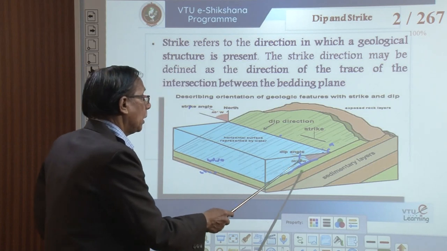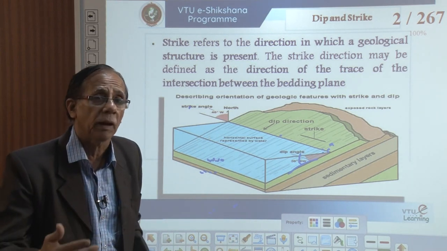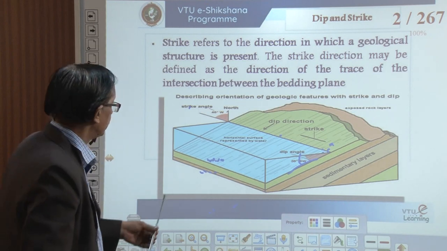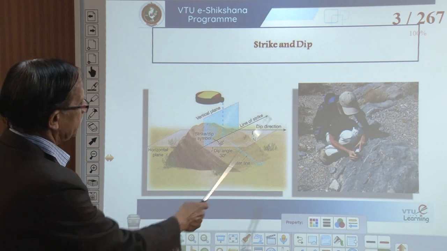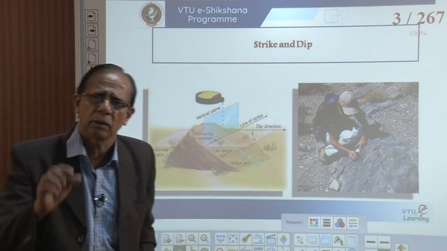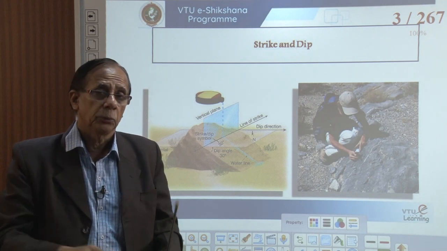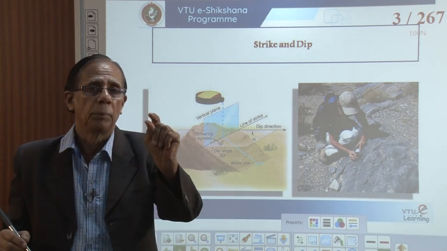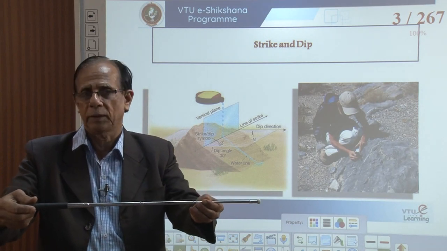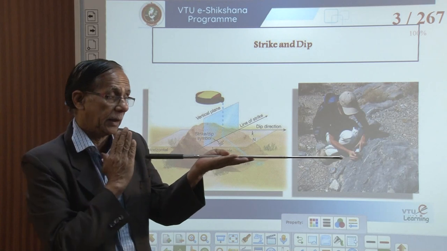The angle of inclination of the inclined bed with respect to horizontal is called dip, and this is measured with the help of a clinometer compass or, better, a Brunton compass. So, the boy is measuring the inclination with the help of a Brunton compass. In all respects, it is similar to the clinometer compass or magnetic compass, but slightly different. We have two bubbles in this compass. One is the bullseye bubble, which is to orient the compass so that it is perfectly horizontal.